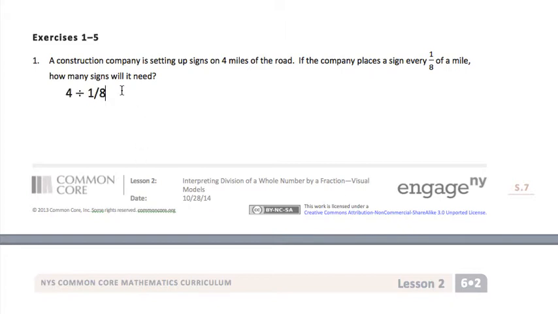We also know from the previous lesson that we could rewrite this as a multiplication statement as well, which would be 4 times 8. And we would expect the answer to be 32, but we still need to represent it.